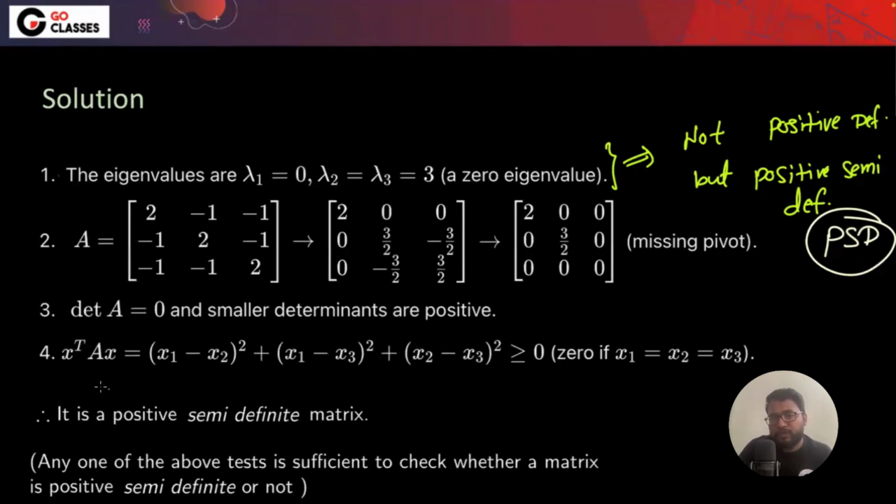Now let's apply the fourth test. If you find X transpose AX, you will get something which is greater than or equal to 0, right? Is it always greater than 0? No, it can be greater than or equal to 0. It can be 0 if x1, x2, x3 are equal. So that's why it is positive semi-definite. Again, any one of the above tests is sufficient to check whether a matrix is positive semi-definite or not. You don't need to apply all the tests. It is just for the sake of example that we are applying all of them.